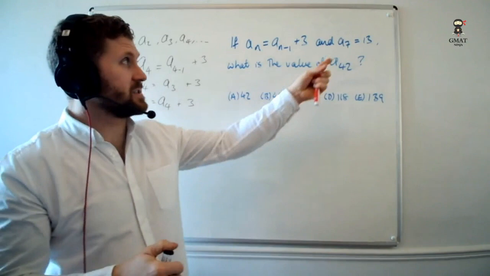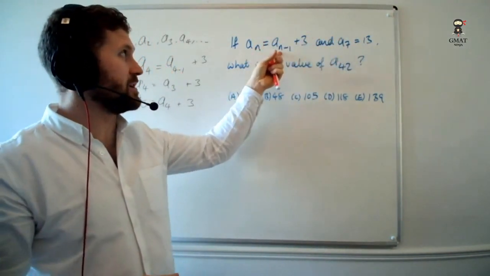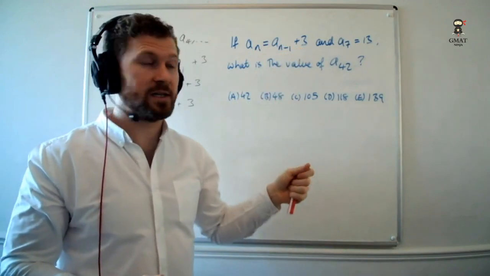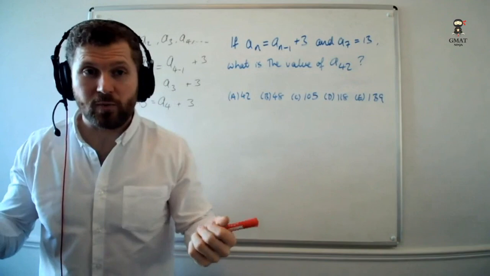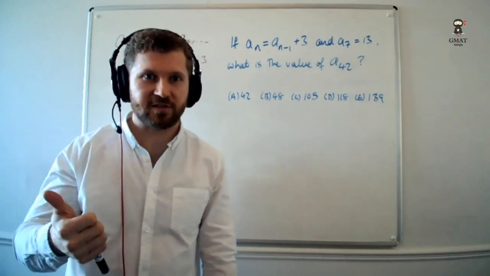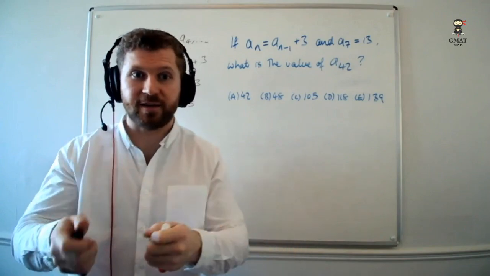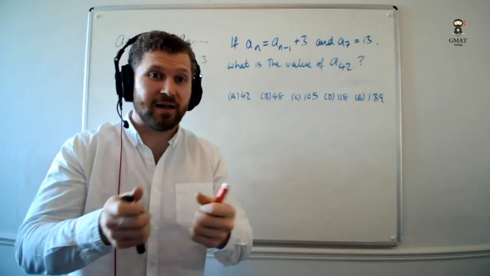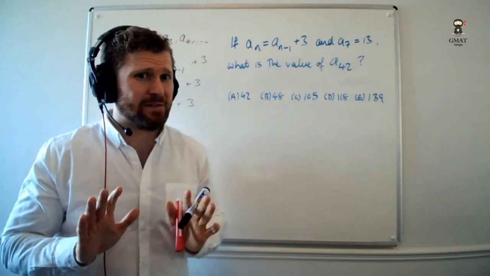So I know where A7 is. I know the value of that. I know it's 13. And I know that to get from one term to the next, I'm going to add 3. And I want to know what the 42nd term is. Now, one way of doing this is to go, right, A7 is 13, and I add 3 on, and I'll get 16, and that'll be the 8th term, and then I add 3 on, and that'll get me the 9th, and I add 3, and you could go on and on like that to get to the 42nd term. It's probably going to take a while.